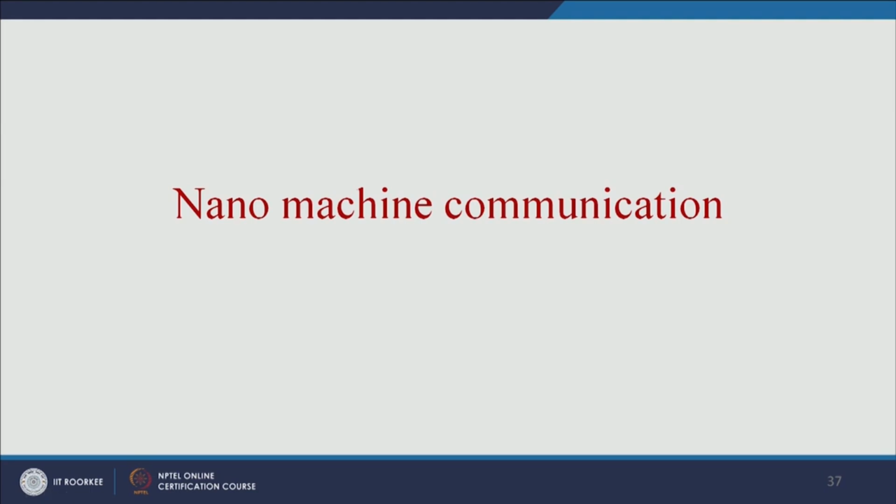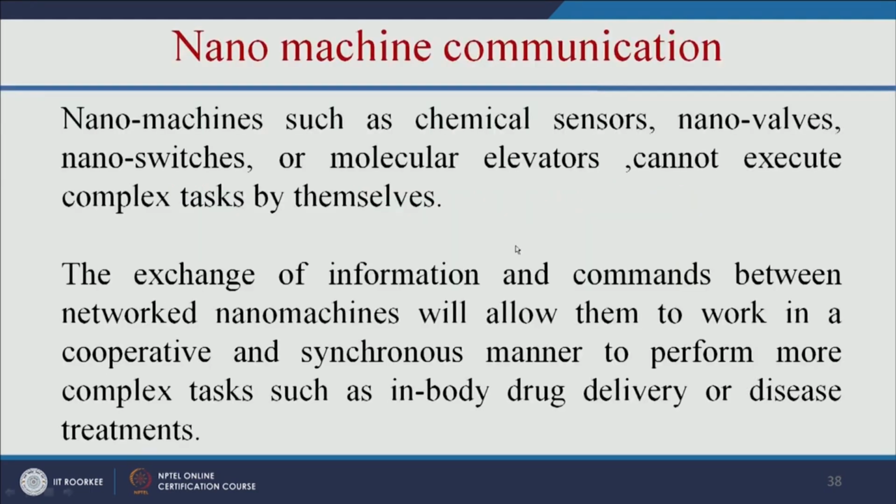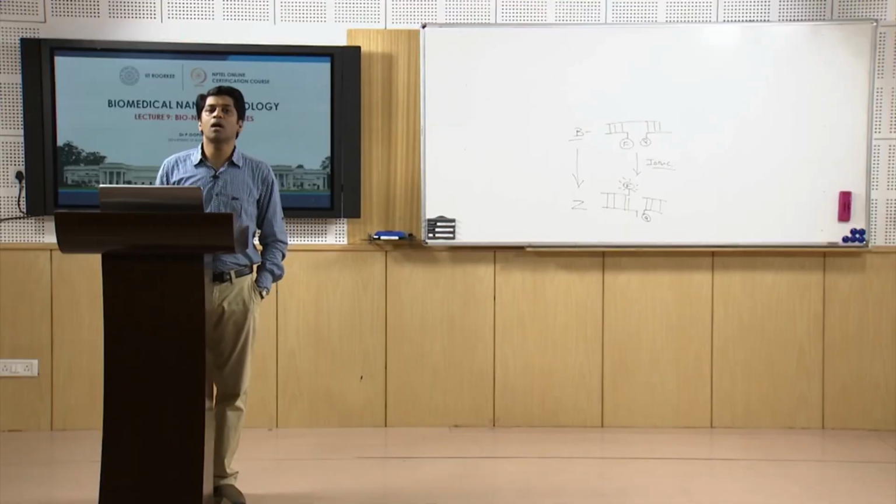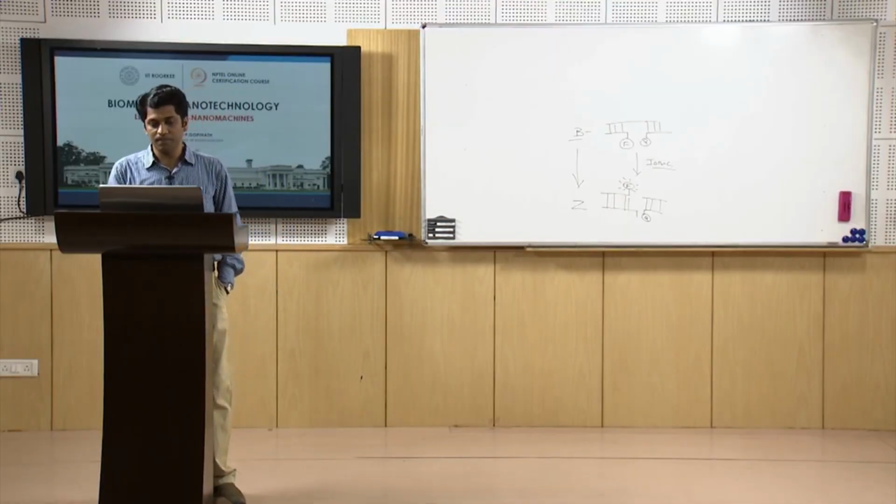So, now let us see nano machine communication. So, why this nano machine communication is important? So, the nano machines such as chemical sensors, nano valves and nano switches, this cannot execute the complete task by themselves. So, the exchange of information and commands between network nano machines will allow them to work in a cooperative and synchronous manner to perform more complex tasks such as in the body, drug delivery as well as disease treatment applications. Okay. So, the nano machine communication is very important if you want to make a successful nano device or nano motor for drug delivery applications.